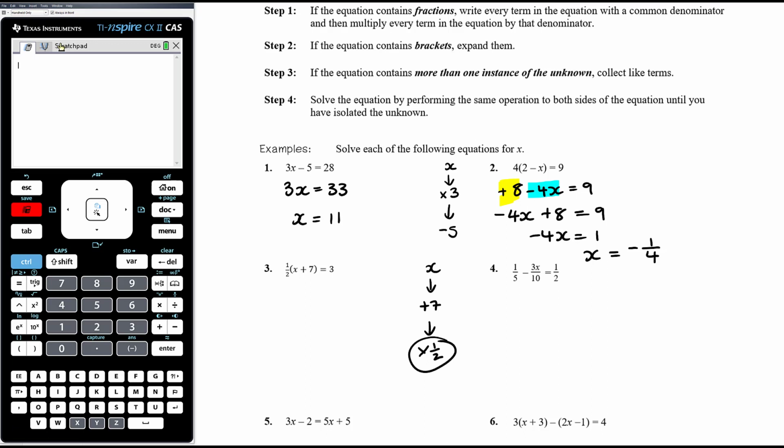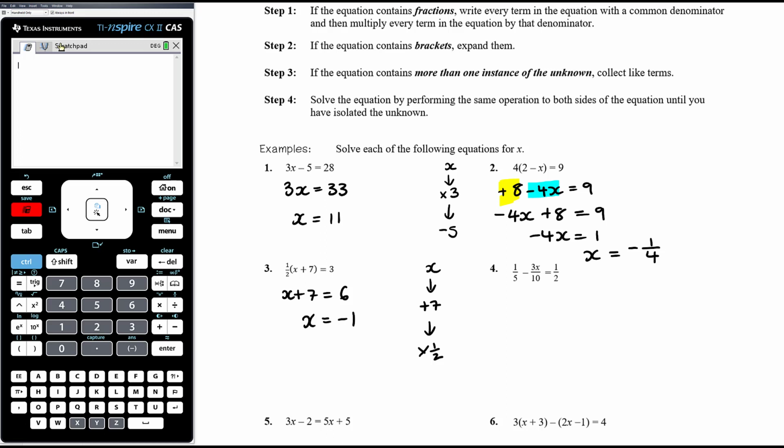The opposite of multiplying by half is to divide by 1/2. Dividing by 1/2 is the same as multiplying by 2, multiplied by the reciprocal. So if we multiply both sides by 2, we're going to get x plus 7 equals 6, and then subtracting 7 from both sides, x equals negative 1.